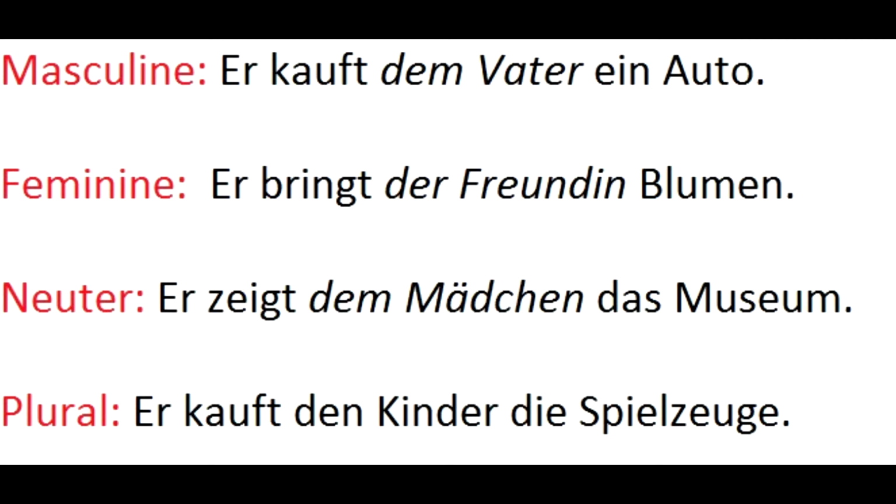For neuter, zeigt dem Mädchen das Museum. He is showing the museum to the girl. And finally, plural, kauft dem Kinder die Spielzeuge. He buys toys for his kids.